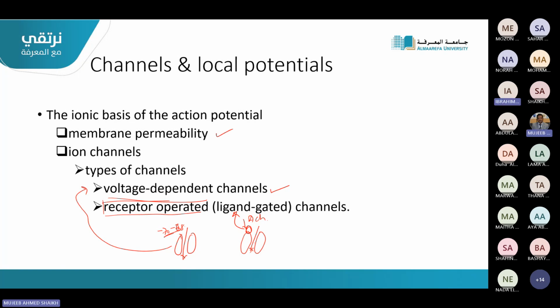So I only need to know the ion channels: the ionic basis of membrane permeability, voltage dependent channel, or ligand gated. Ion channels will open or close because of two things, either a change in the voltage or because of attachment of some chemical. That's it.